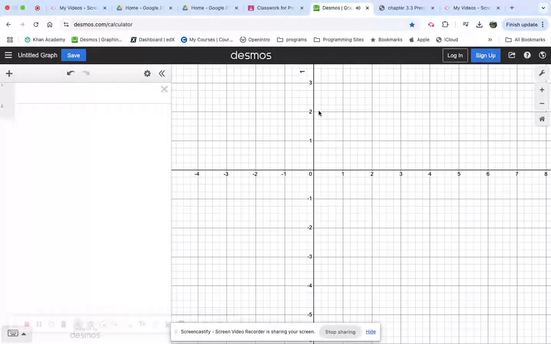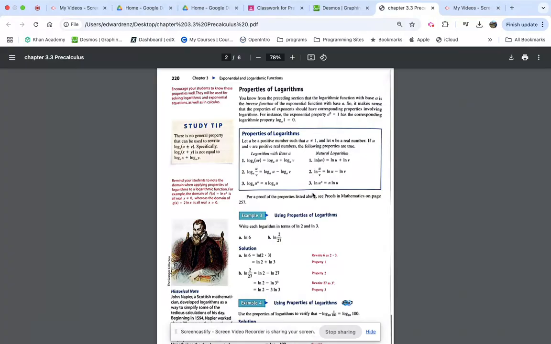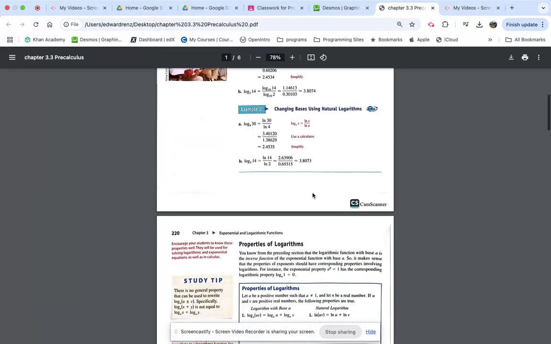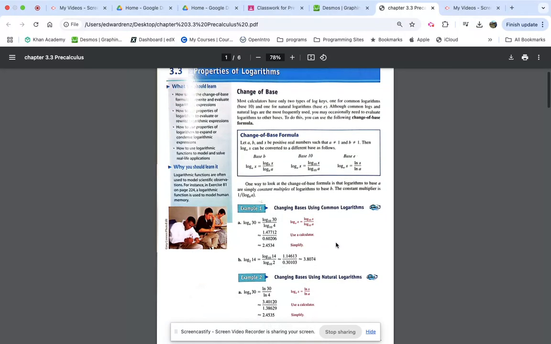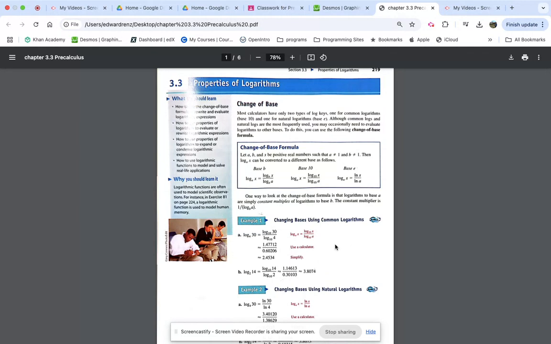Hey everybody, this is a video on chapter 3.3, properties of logarithms. We introduced logarithms in the last chapter, 3.2, looked at the graphs, and looked at moving them around by transformations through addition, subtraction, multiplication, and all that. So now we're going to get into how you can manipulate these expressions, what you can do.